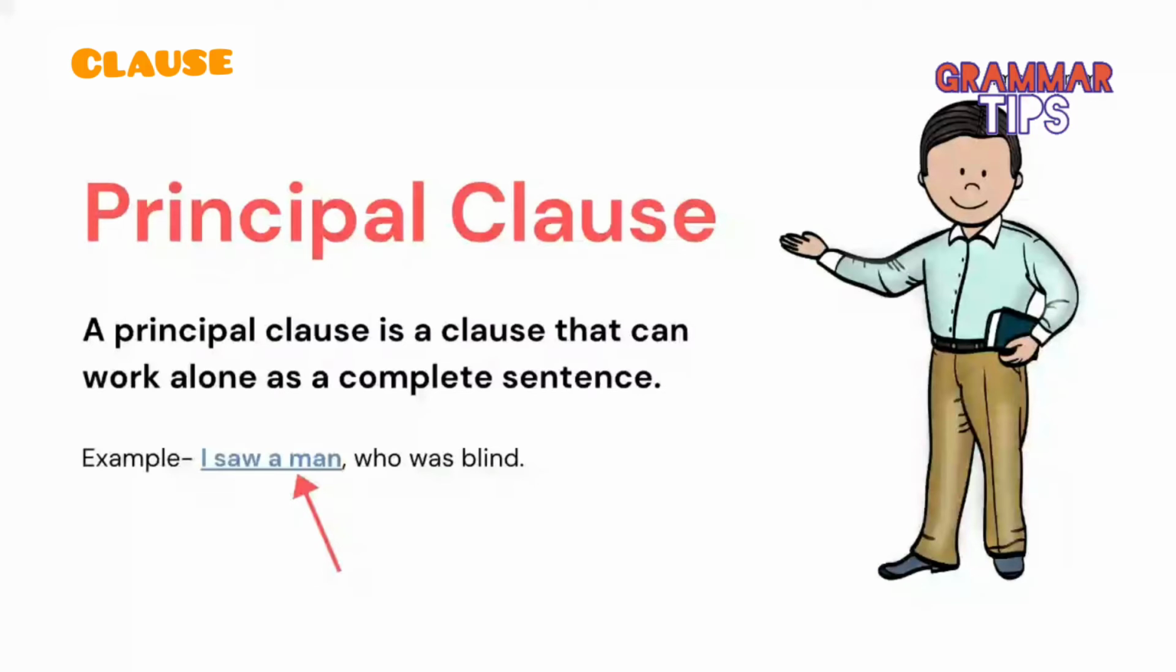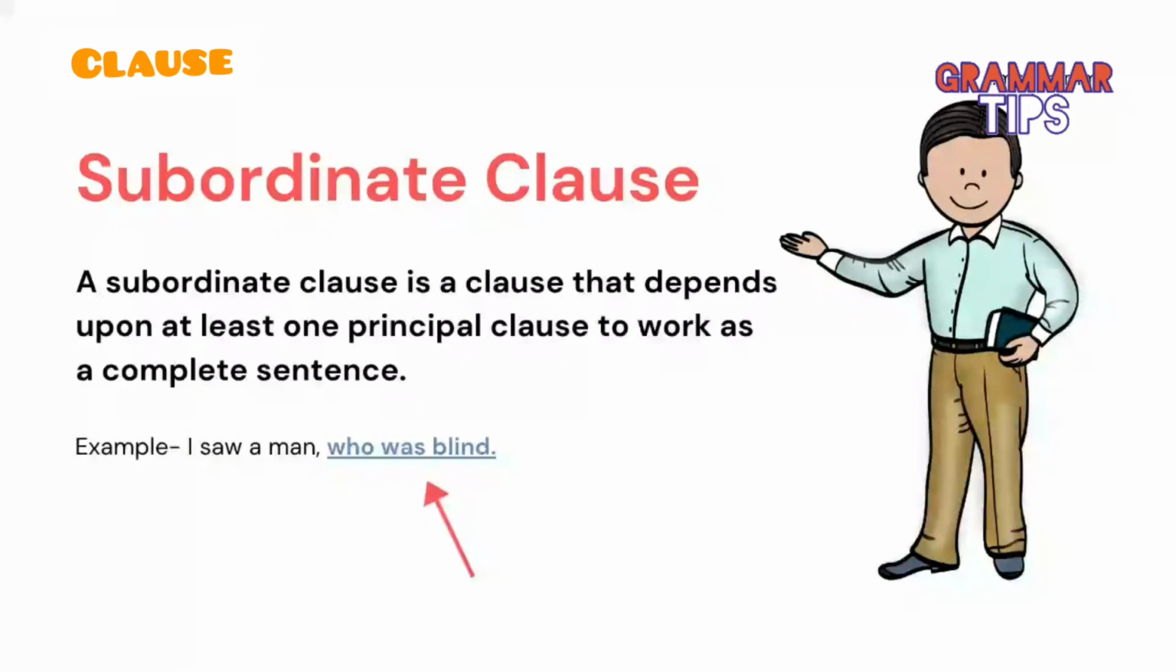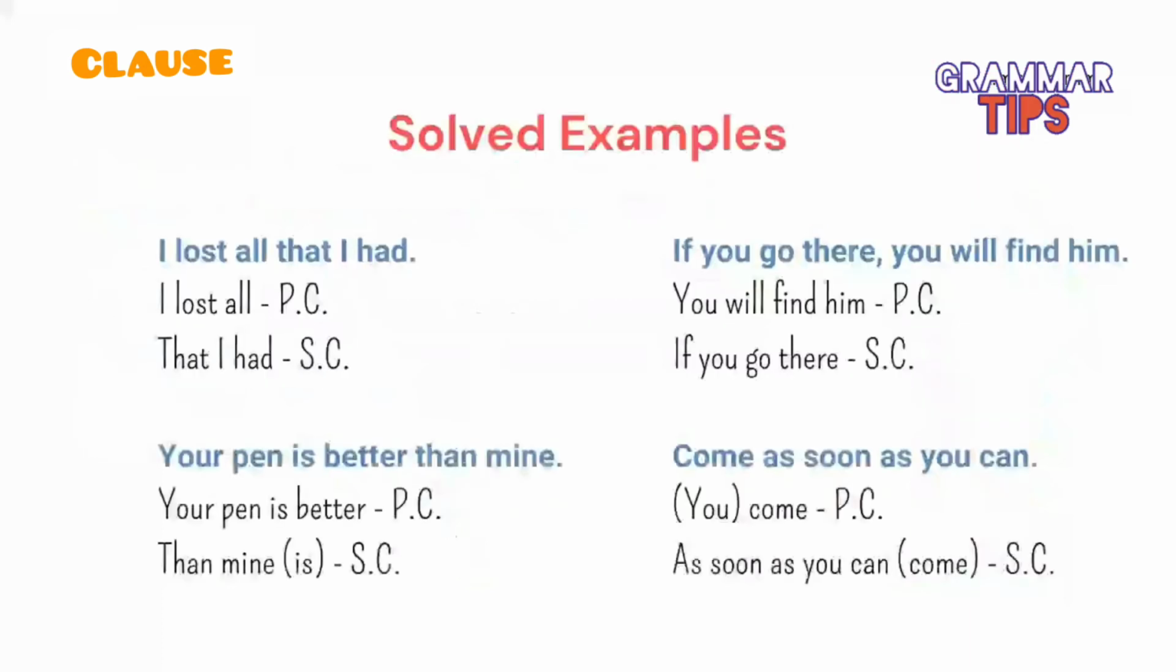For example, I saw a man who was blind. Here, I saw a man is a complete sentence with subject, verb and object. Subordinate clause. A subordinate clause is a clause that depends upon at least one principal clause to work as a complete sentence. For example, I saw a man who was blind. Who was blind is subordinate clause which is dependent on the main clause I saw a man, which is incomplete in its sense.